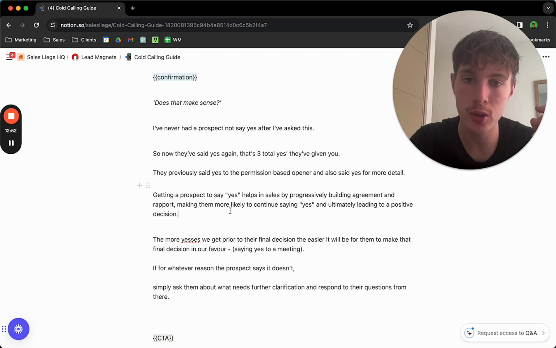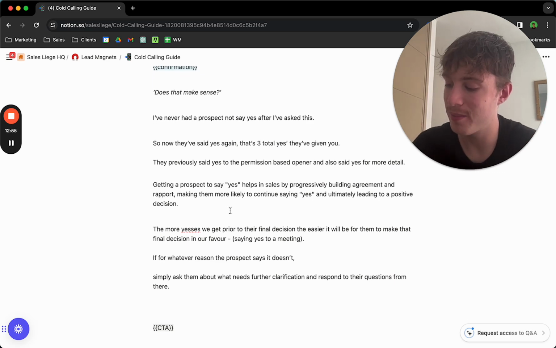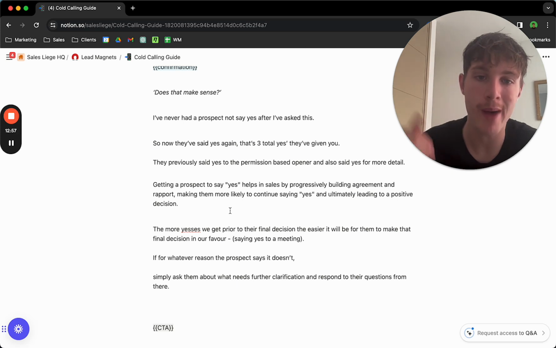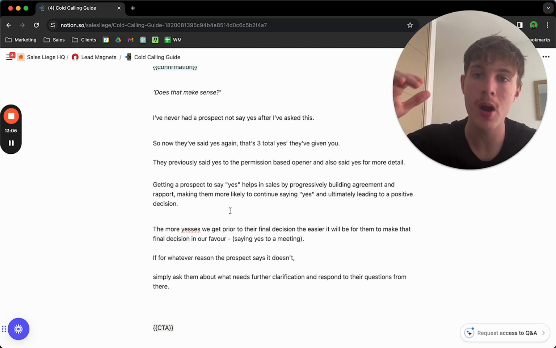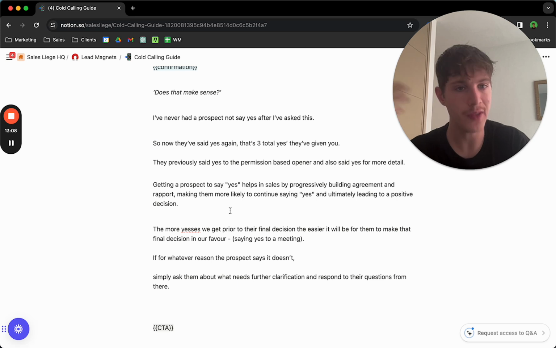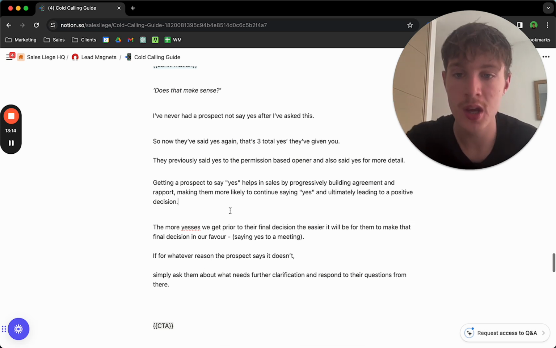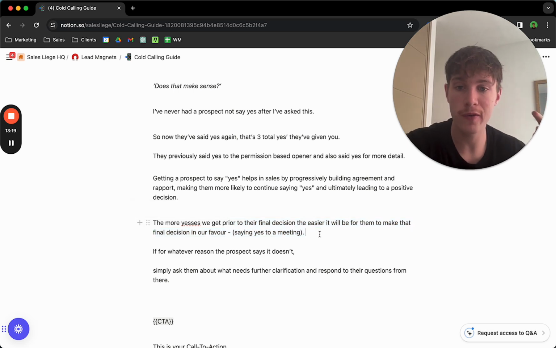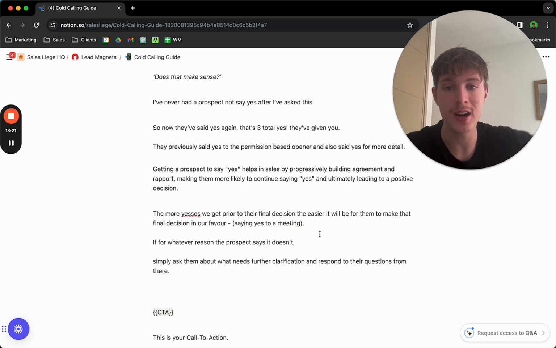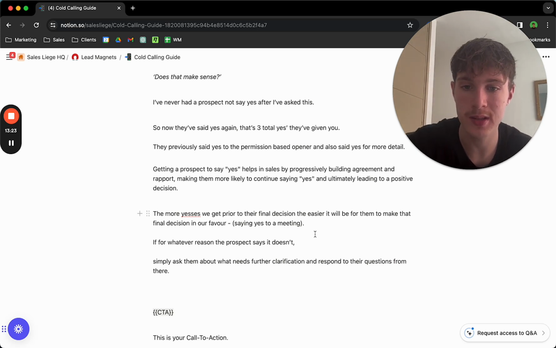It's all psychological, and it makes them more likely to say yes to the macro agreement, because we've already got 3 smaller yeses from them. We've got it in the permission-based opener, we've got it from asking to go into more detail, and we've got it from does that make sense? If they have more questions, answer the questions and then go back to this and say, does that make sense? So you can get that third yes. The more yeses we get prior to the final decision, the easier it is for them to make that bigger decision in our favor, which is obviously getting on a meeting with us.